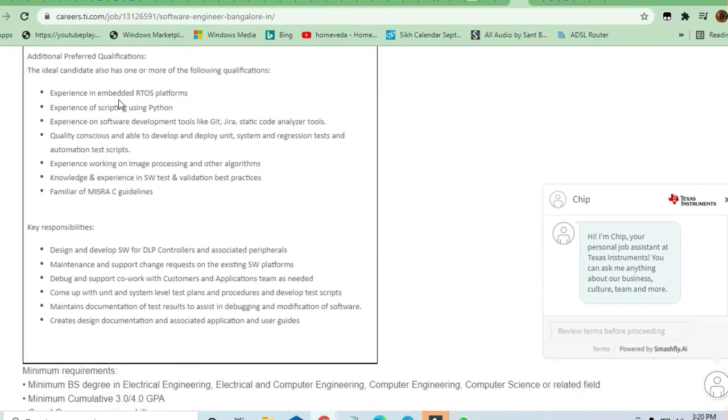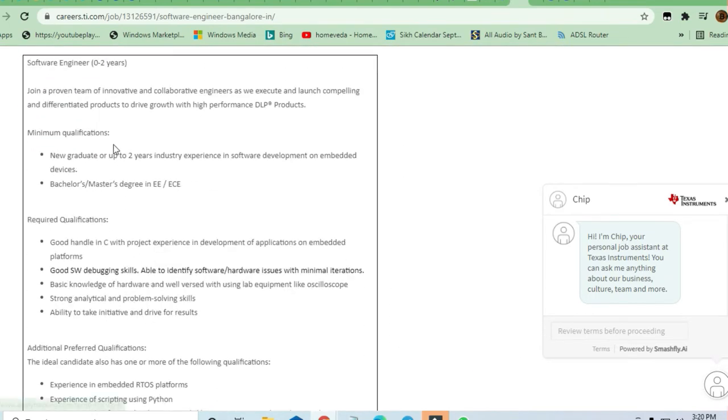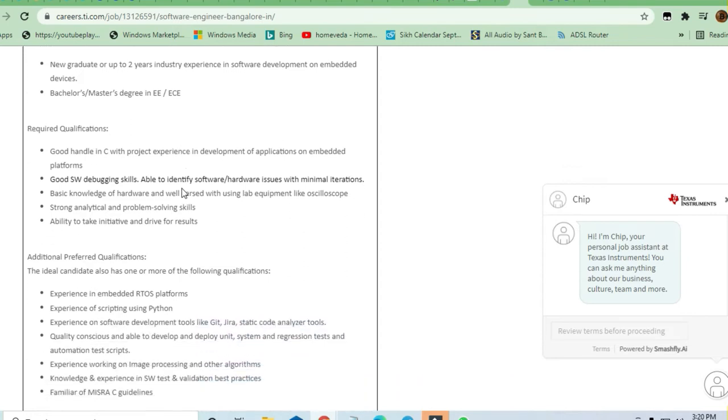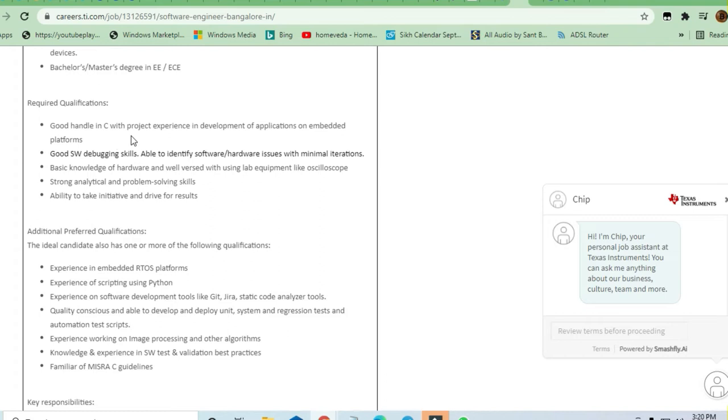So guys, let us see what this job is about. They are hiring a new graduate with 2 years of industry experience or less. If you have a bachelor's in electrical engineering or electronics and communication engineering, or if you are a computer engineering graduate, you can also apply. Good handling of C is a requirement, with project experience in development with applications on an embedded platform.